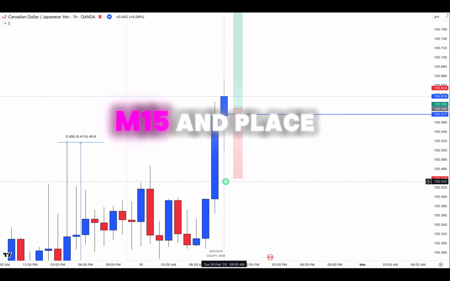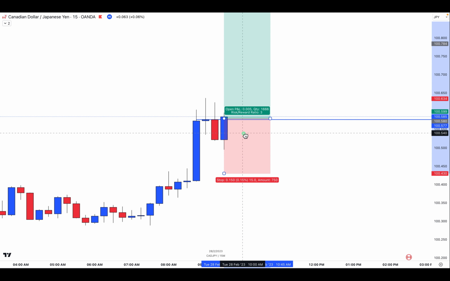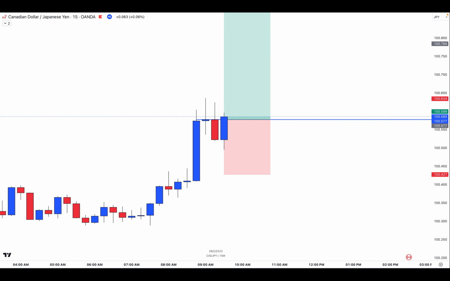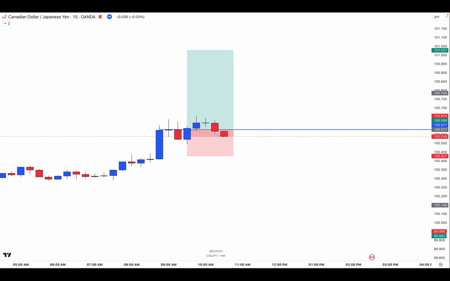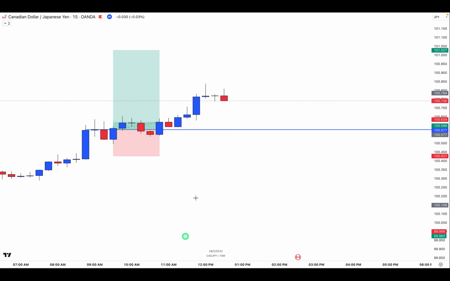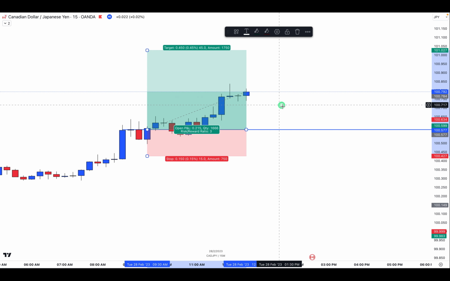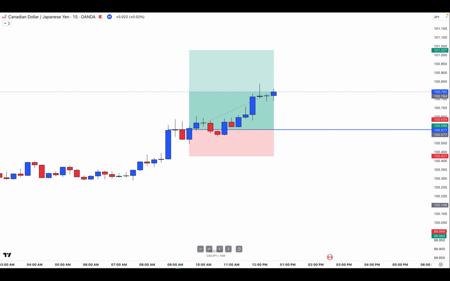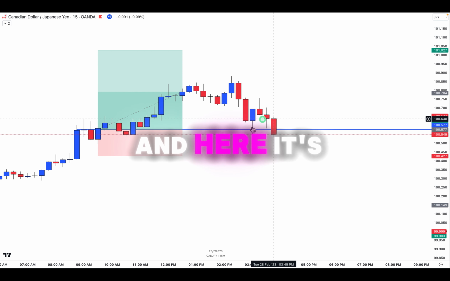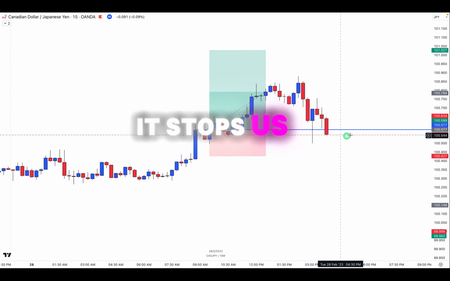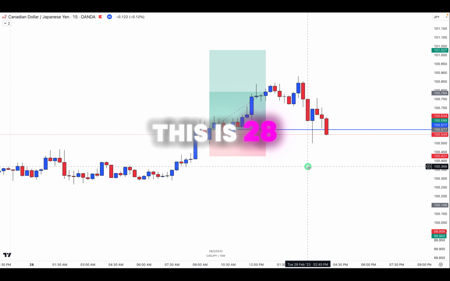Let's go in M15 and place that trade. If you place that trade here, let's see if it will trigger us in. Yeah, and there we're already in the trade. Let's see if it's going to be stop loss or take profit. Okay, so there you can see we have our 20 pips move, so we are at BE there. Let's see if it's going to take profit. And here it stops us out at break even. You can see here this is 28th Feb.